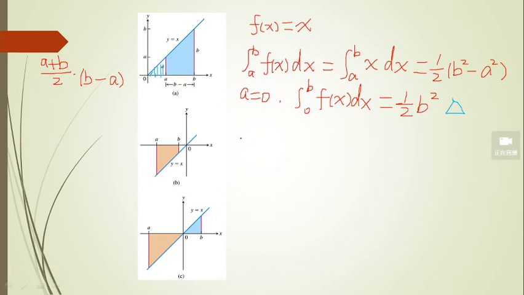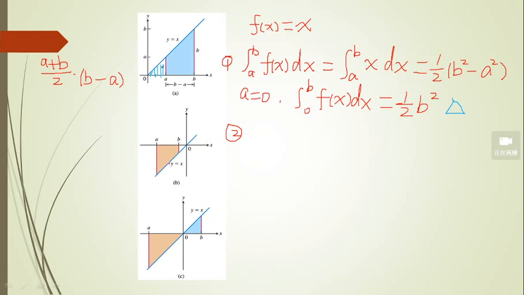Now, how about this one? This one is still a straight line. The function is f(x) equals x. This is the first one. So it's the same function for those three graphs, okay? How about the second one? Of course, it's again a trapezoid, but in red color. This time, this region is below the x-axis.